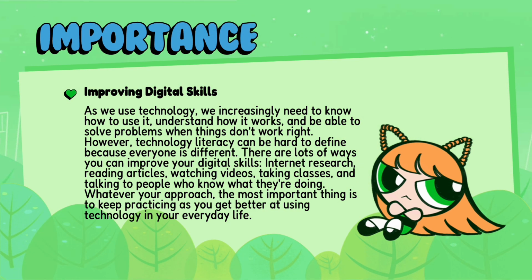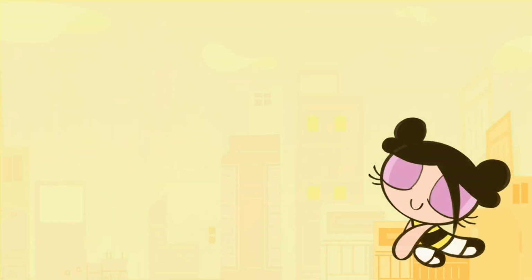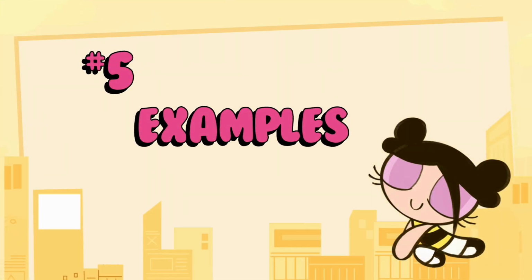Next, information technology literacy also can improve our digital skills. As we use technology, we increasingly need to know how to use it, understand how it works, and be able to solve problems when things don't work right. However, technology literacy can be hard to define because everyone is different. There are lots of ways you can improve your digital skills: internet research, reading articles, watching videos, taking classes, and talking to people who know what they are doing. Whatever your approach, the most important thing is to keep practicing as you get better at using technology in your everyday life.